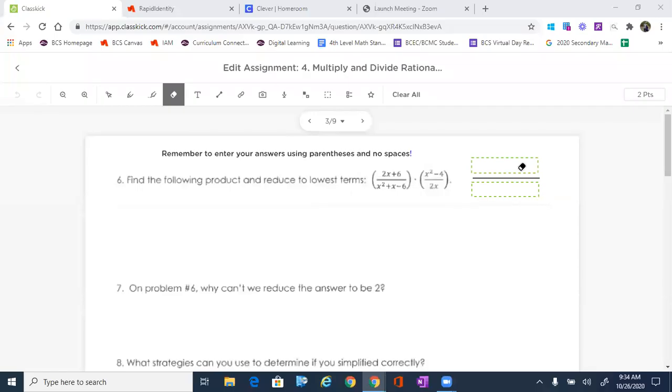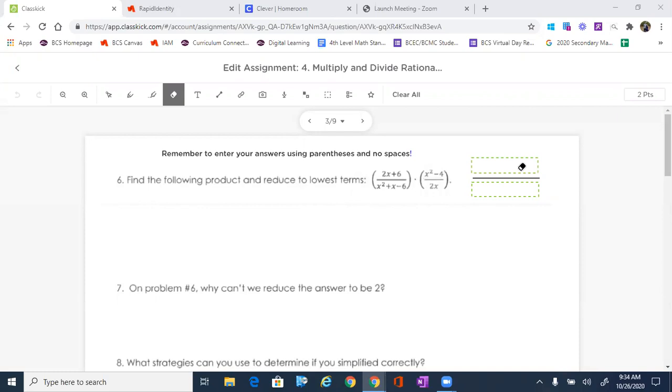All right, guys, we're going to learn how to multiply rational expressions. And I've got one right up here. We're going to find the following product, and we're going to reduce it to the lowest terms. And so we start with (2x + 6) over (x squared + x - 6) times (x squared - 4) over 2x. Multiplication is probably the easiest one after simplifying rational expressions. And we're going to use that previous knowledge to do this today.